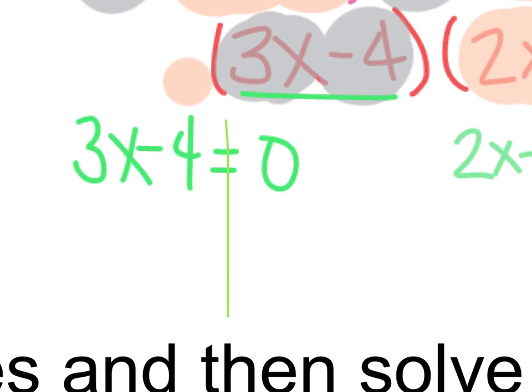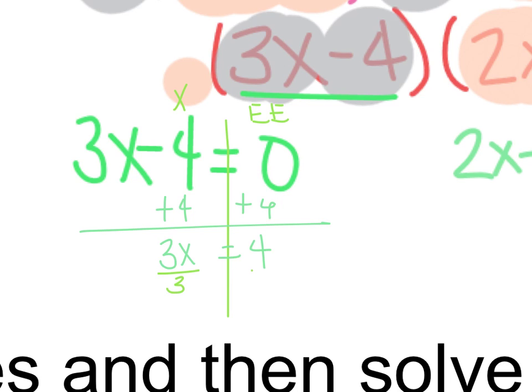So I need to get x by itself, which means I want x's on one side, everything else on the other. So I need to get rid of this minus 4 first. I'm going to do that by adding 4 to both sides. So I end up with 3x equals 4. And then to get x completely alone, I'm going to divide both sides by 3. And I end up with x equals 4/3. I'm going to leave this as 4/3 because 4/3 is an ugly decimal.